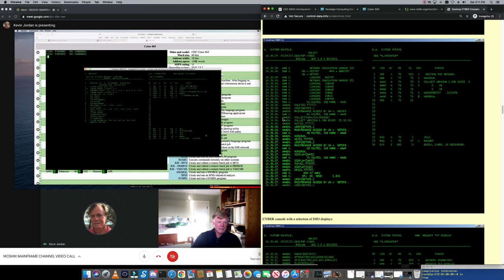There's the left screen here again. You probably can't see it very well, but it's an index of all of the displays that are available to the operator. So anything you wanted to know about what was going on in the operating system, basically could call up here in one display or another.